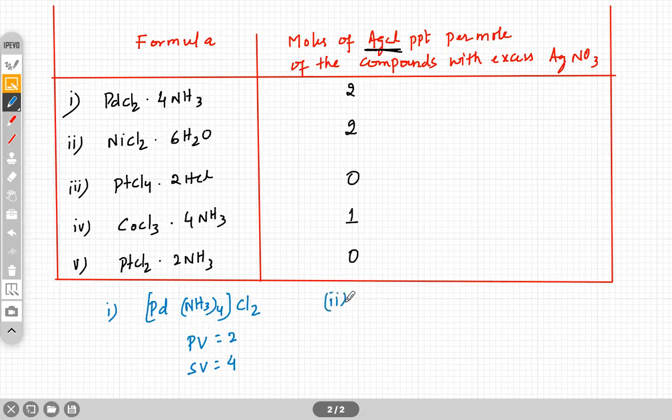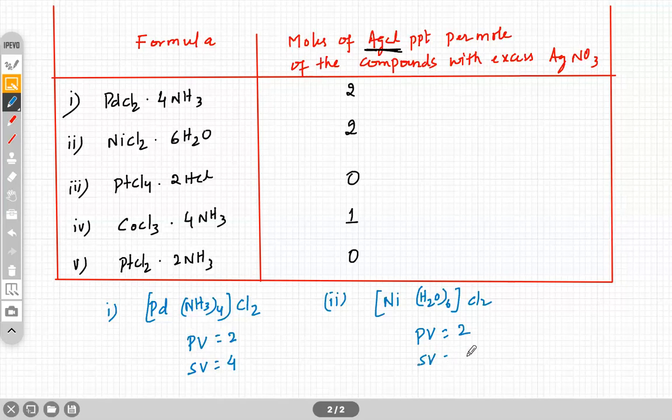Second one, we have 2 AgCl precipitated. Again, it means 2 chlorine atoms are outside the complex, and hence the possible formula according to the given data is with Cl2 outside. So again the primary valency is 2, and the secondary valency is the coordination number 6.